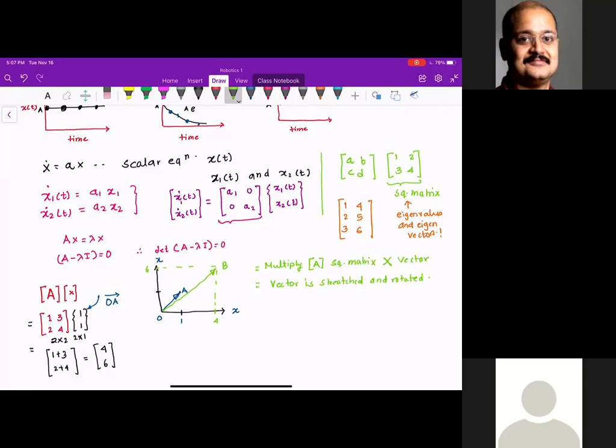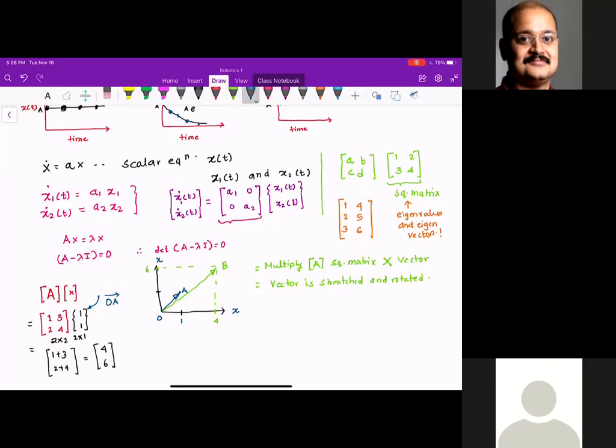Now, why is this needed? This is needed because, for example, if you are looking at a screen and you want to change the camera angle and all that kind of stuff, then you can perform this type of stretching and rotating operation that would magnify the image or distort the image and so on.